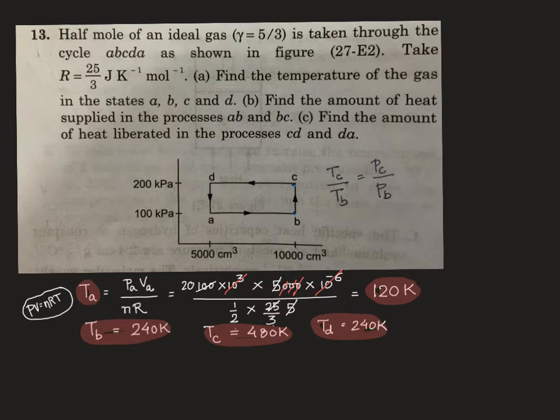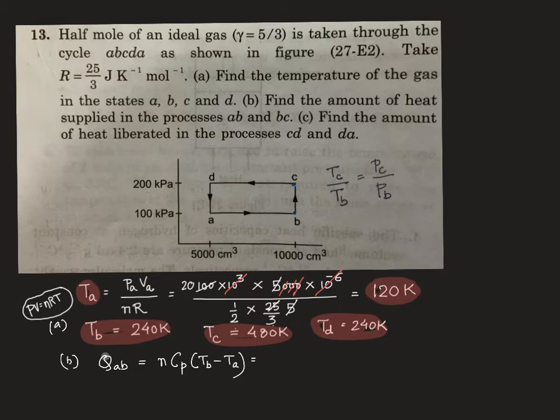Now we have to find the amount of heat supplied in the process AB and BC. This is part A done. So part B, heat supplied. QAB is equal to, it's a constant pressure process, so it is nCp times TB minus TA. Gamma is 5 by 3. So Cp is how much?